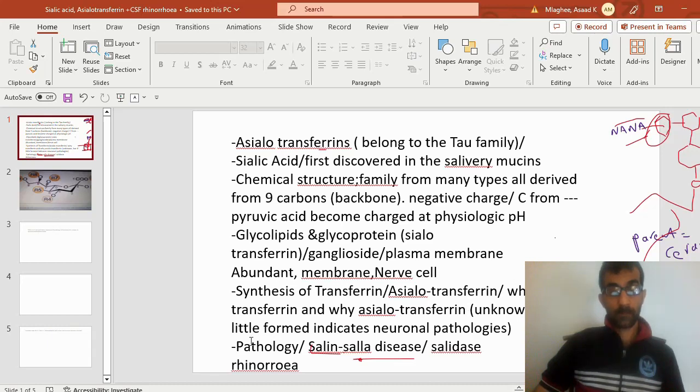There is another disease associated with sialic acid called Salla disease. Sialin is a transporter that transports sialic acid from the lysosome to the outside. If there's dysfunction in this transporter, the sialic acid is going to accumulate in the lysosome, which leads to the disease called Salla.